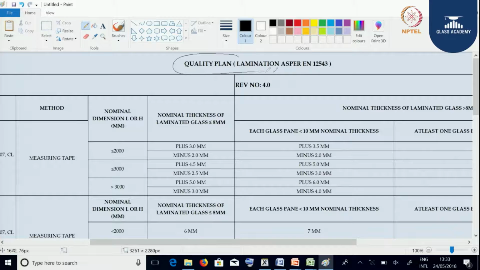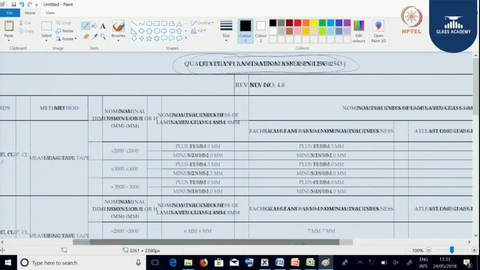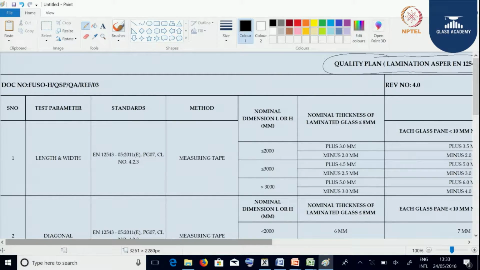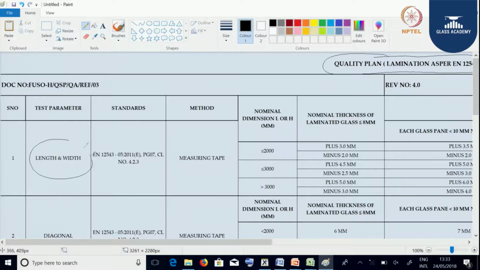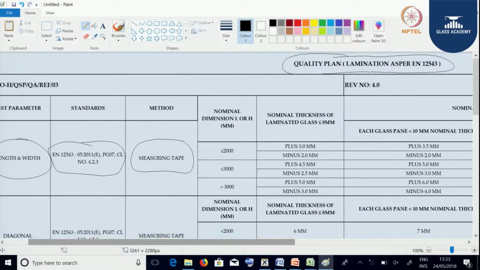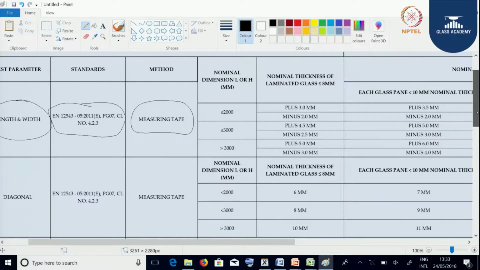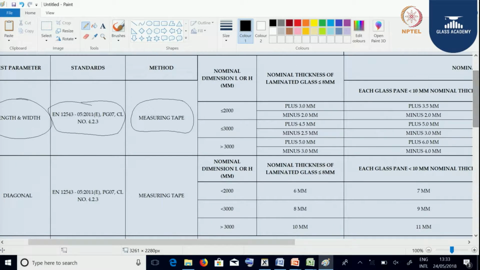Now we'll understand the quality plans for the lamination, and the standard we follow is EN 12543. The test parameters we use in lamination are length and width. The standard we are going to follow is EN 12543 part 5, page number 7 and clause number 4.2.3, and the method we use is a measuring tape. Here is how we are going to measure the length and width tolerances.